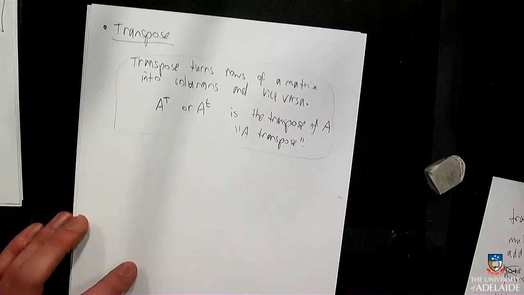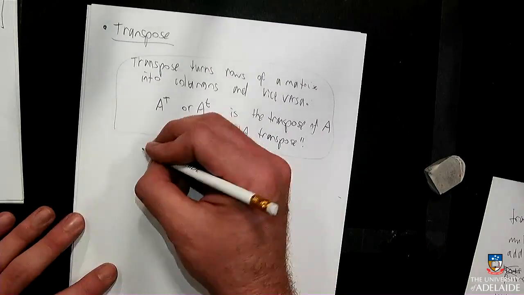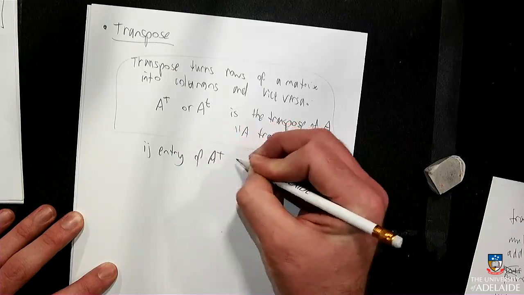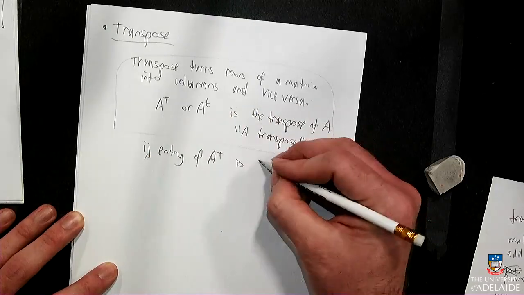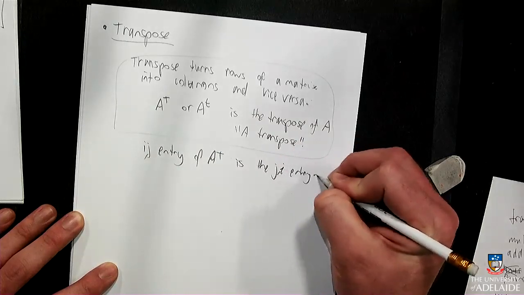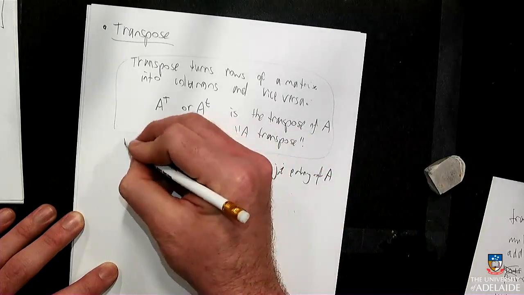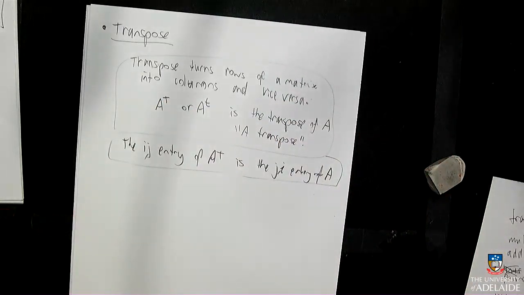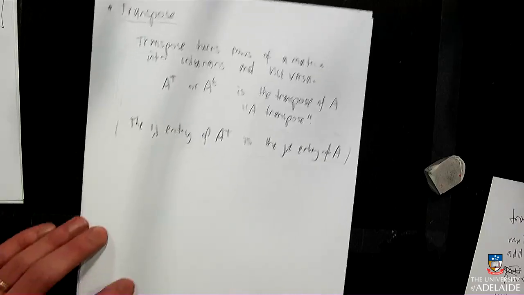And just so you know, the formal definition is that the ij entry of A transpose is the ji entry of A. And that's how you normally do it. But most people, you don't even think about it that way at all. They just do it. And so it's easier to just tell you.